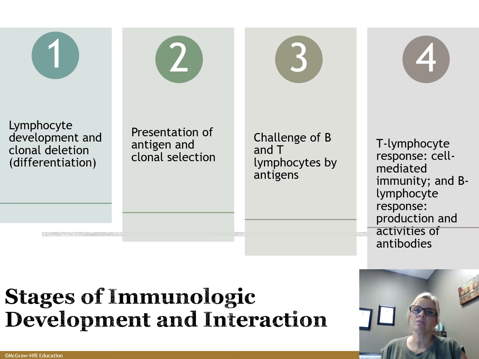When these cells are very young and they have not been sent out yet, they have to go through a process of maturation and then put on their little name tag. Well, if they put their name tag on too early, we have to get rid of them. Differentiation occurs in the bone marrow for B cells and in the thymus for T cells. Then we're going to have presentation of antigen. We have antigen presenting cells. We'll have clonal selection. We're going to go through all of these. Challenge of B and T lymphocytes by antigens. And then we're going to have the T lymphocyte and B lymphocyte responses.